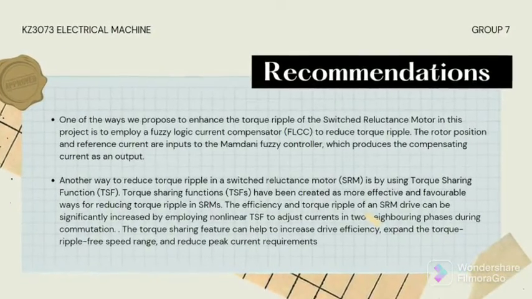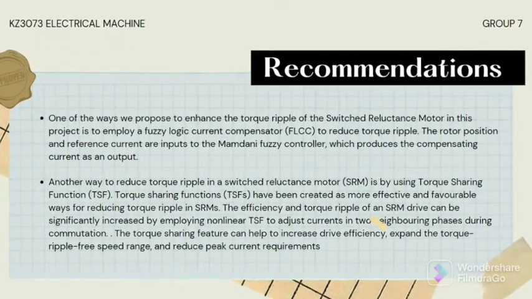Next, for our recommendation part, one of the ways we propose to enhance the torque ripple of the switch reluctance motor in this project is to employ a fuzzy logic current compensator (FLCC) to reduce torque ripples. The rotor position and reference current are the inputs of the Mamdani fuzzy controller, which produces the compensating current as an output.